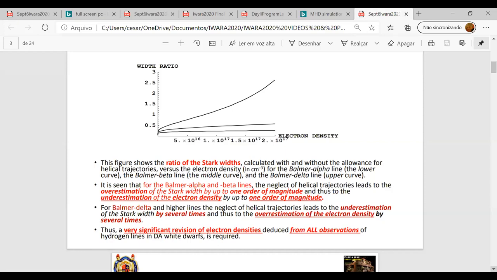And second, for the future, the best is to use the Balmer gamma line, which is least affected by the effect of strong magnetic field and helical trajectories of perturbing electrons. So this is, in a nutshell, what this work is about.